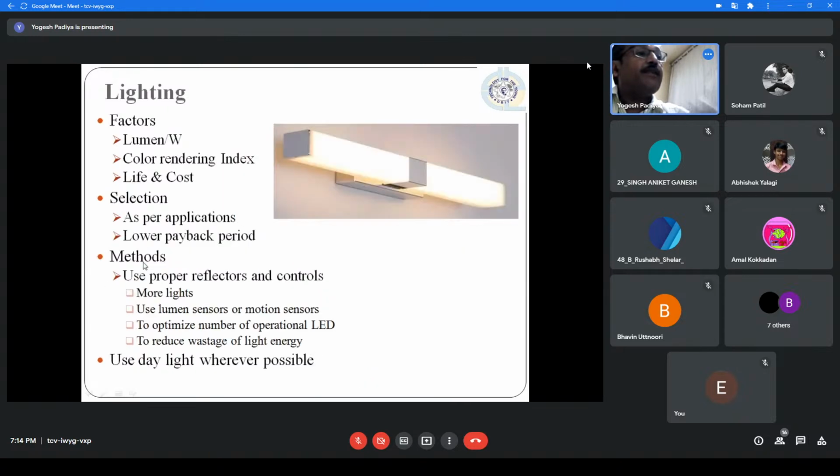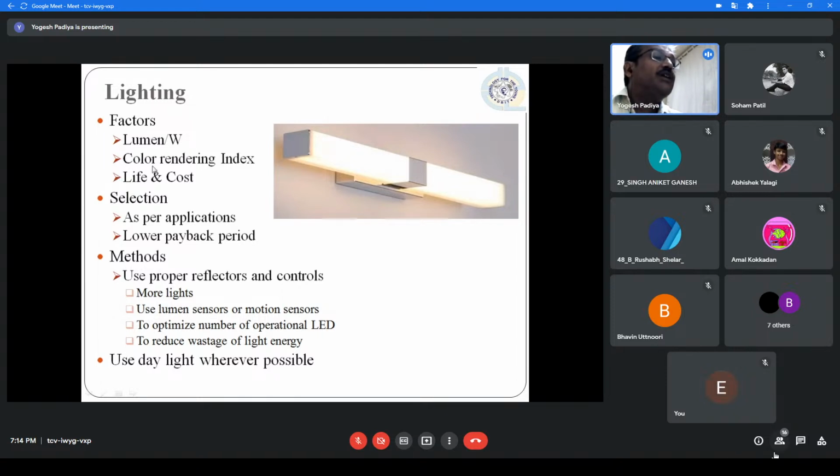Right. Now, lights. There are n number of lights available. You know the names of the lights. There are CFL lights, tubular, fluorescent light, incandescent light, LED bulb, halogen bulb. So many types of lights are available. So which type of light shall I choose? Then you have to consider some factors, like lumens per watt. How much light, how many lumens I can get per watt.